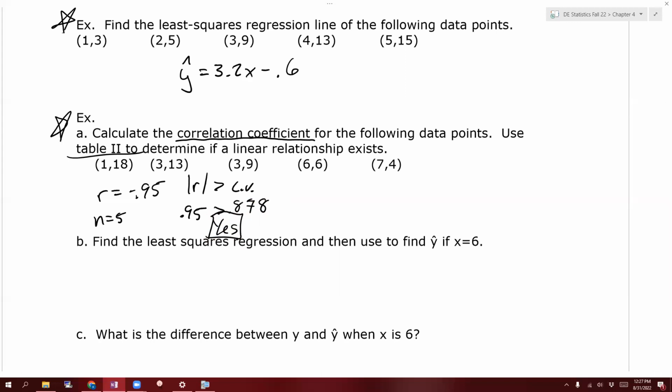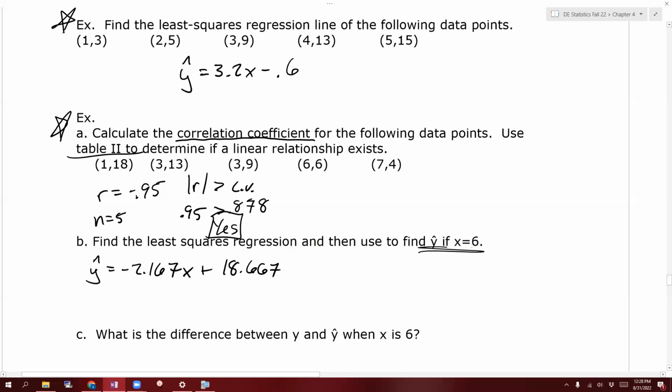Next, it says find the least squares regression line. So in order to do that, I've already done all of the work. I just used the R part for part A. Now I'm going to use the A and the B part in order to answer this question here. And so again, y hat equals negative 2.167x plus 18.667.